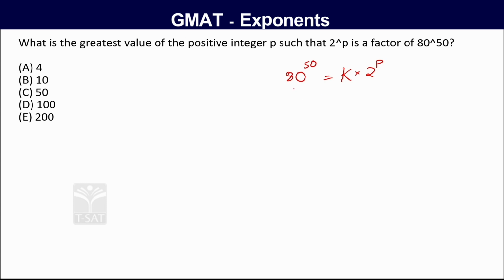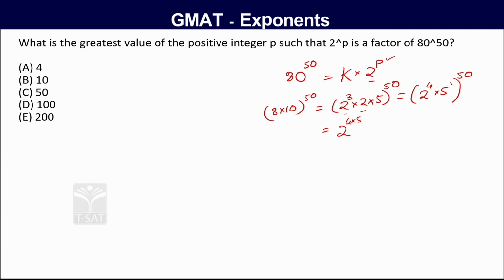Let's expand 80 to the power of 50 so that we have the same bases and can equate the powers. So, 80 is nothing but 8 into 10, raised to the power of 50. 8 is 2 cube and 10 is 2 into 5. So here you have 2 cube into 2, which is 2 to the power of 4, into 5 to the power of 1, whole to the power of 50. When you expand this, you will get 2 to the power of 4 into 50 and 5 to the power of 1 into 50. That is nothing but 2 to the power of 200 and 5 to the power of 50.